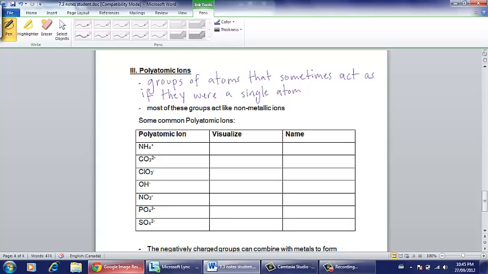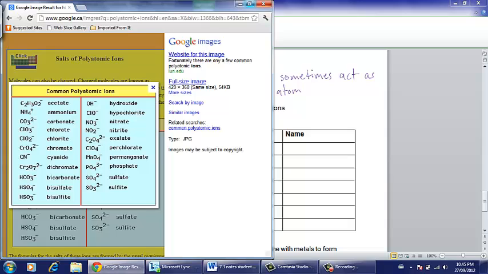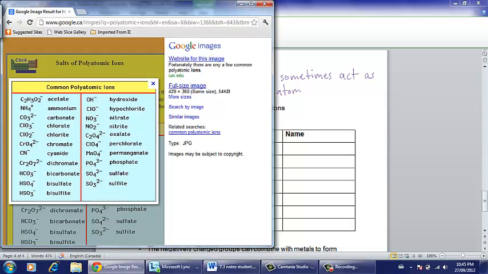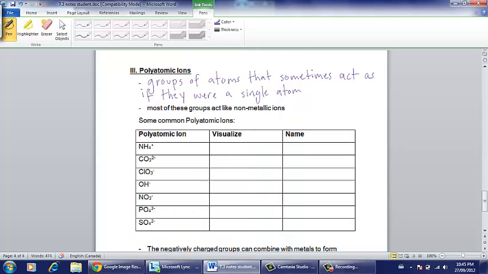If we just look over, here's a chart showing some common polyatomic ions. This is similar to what appears on the back of your periodic table. If you take your periodic table and flip it over, on the back is a list of common polyatomic ions. This is not all the polyatomic ions that exist, it's just some common ones that you'll most often encounter. So just minimize that. Coming back here, we've got a list.